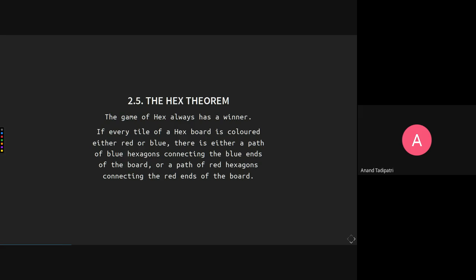This is very nice. If you contrast it to tic-tac-toe, tic-tac-toe is frustrating because in a lot of cases it ends with a draw, and it's kind of a boring game. So next time you're bored and want to play a board game, play Hex.